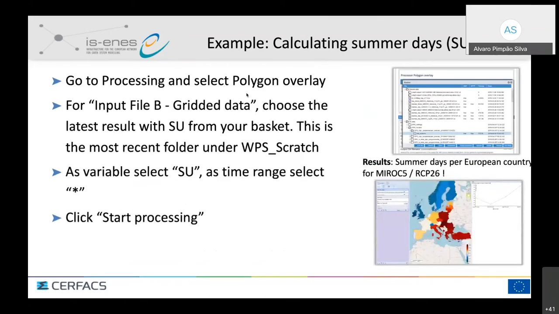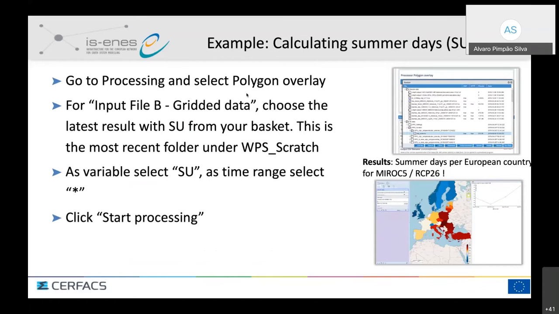But now it's not finished, because I calculated the summer days over the whole globe, but I want to do a polygon calculation because I want statistics on individual countries separated. So I go to processing again and I select polygon overlay. In the input file gridded data, I choose the latest result I had with the SU from my basket.